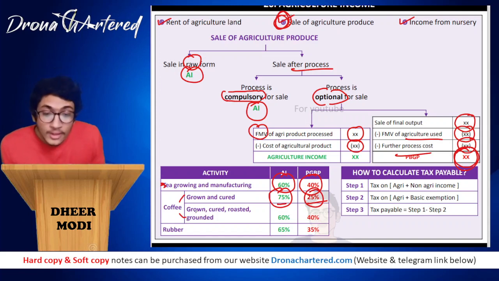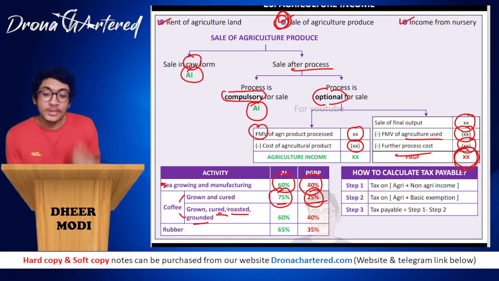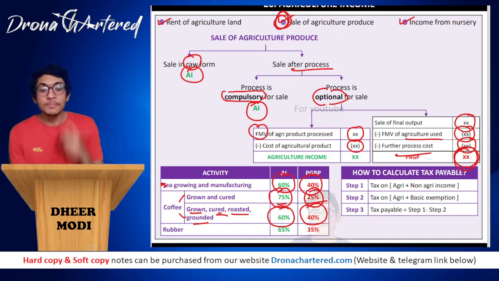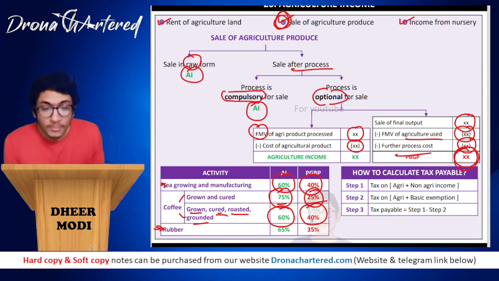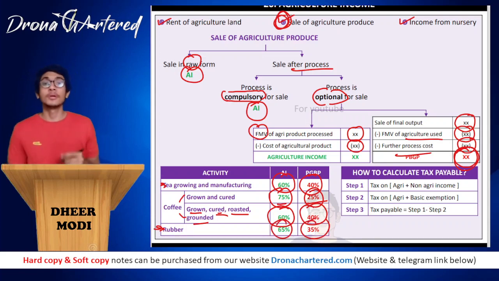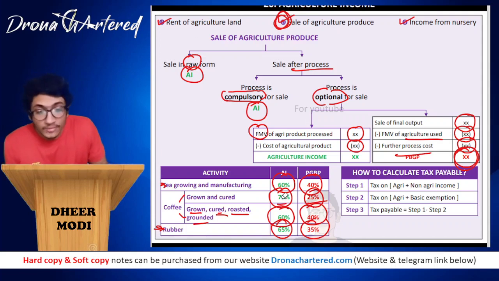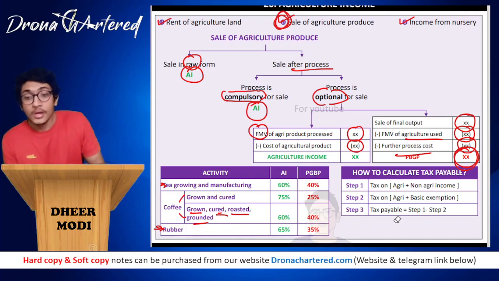However, if it is grown, cured, roasted, and ground, that means we have put more processes in this now. So our agriculture portion will reduce. It is only 60% agriculture and 40% PGBP. And last is coming to rubber. If you are making rubber, then it is 65% agriculture and 35% PGBP. Okay, so if you want, you can take a screenshot of this so that this table is easy to remember. Okay, so these are your percentages.